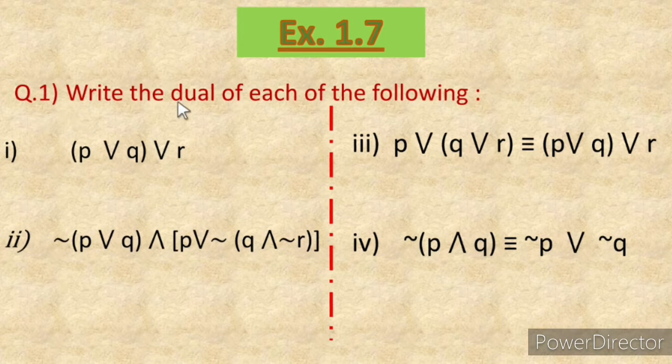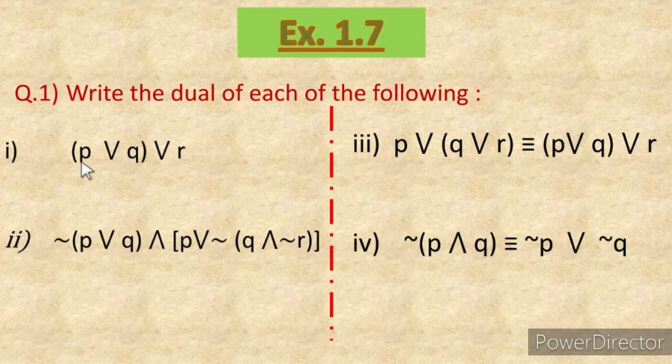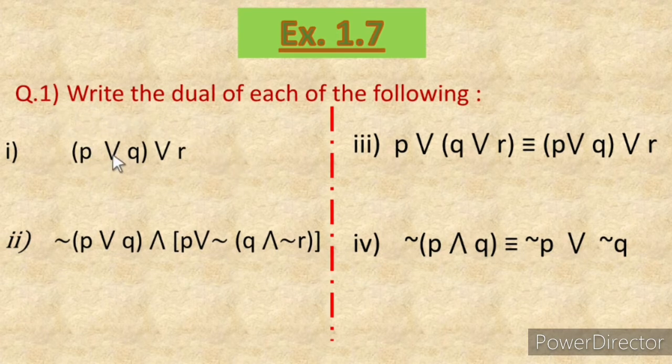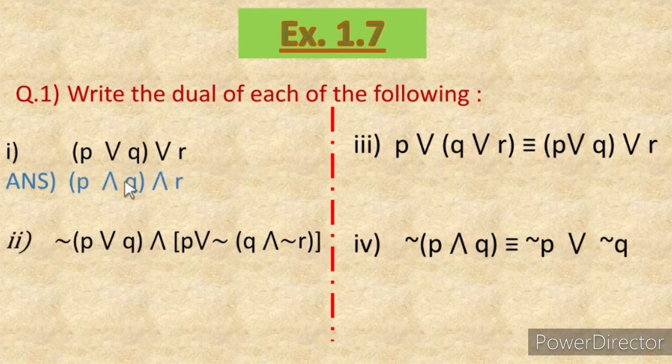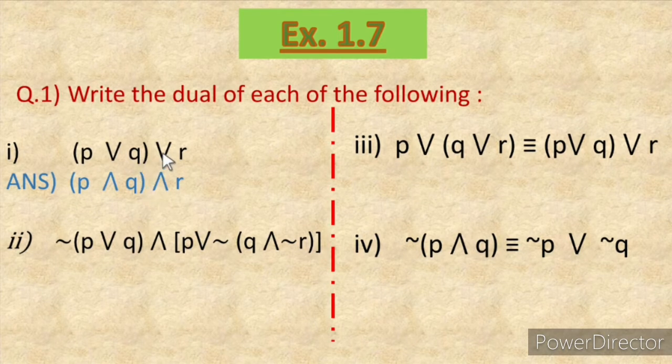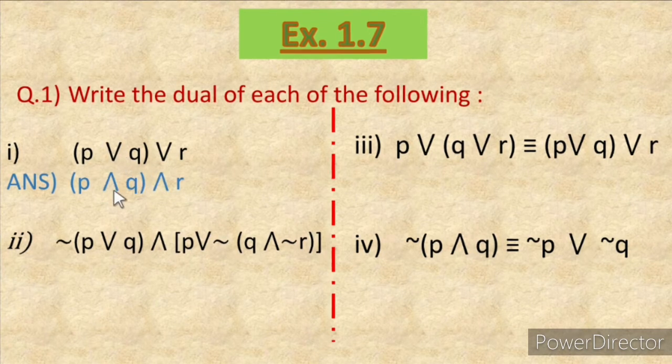See, question number 1: write a dual of each of the following. First one, ~(P ∨ Q) ∨ R. Now, this is the compound statement given and there are two connectives, both are 'or'. We know that 'or' has to be replaced by 'and'. So, the dual of this becomes ~(P ∧ Q) ∧ R. Understood? You just copy the same statement and only make the changes in the connectives: 'or' is replaced by 'and', and if there was 'and', we would have replaced it by 'or'.